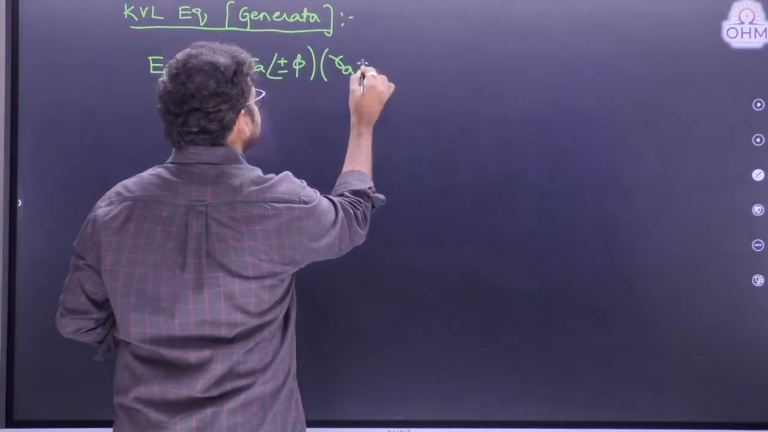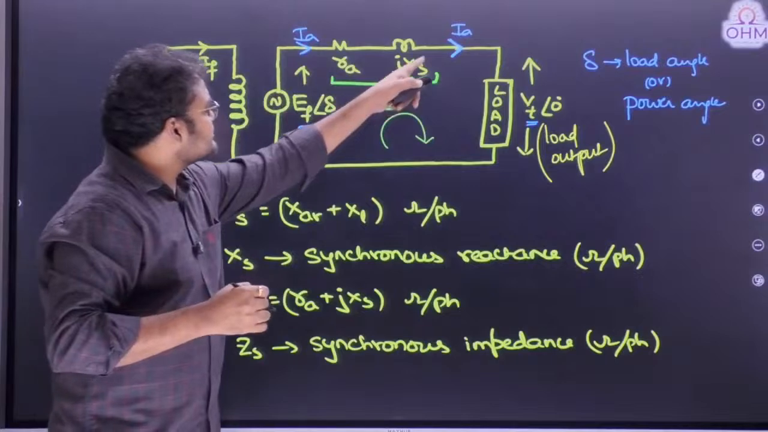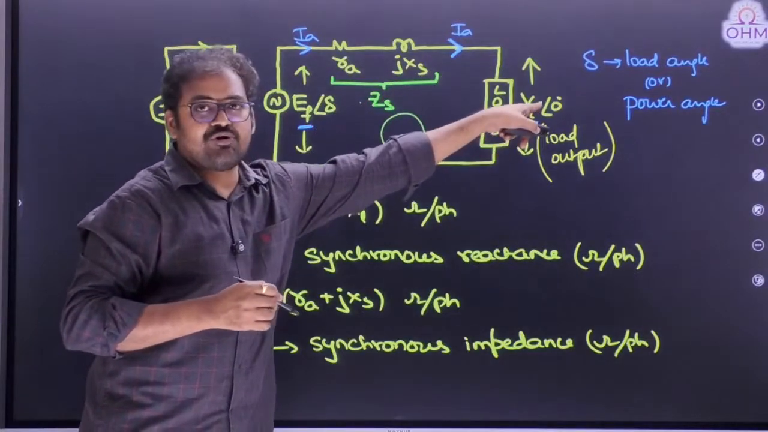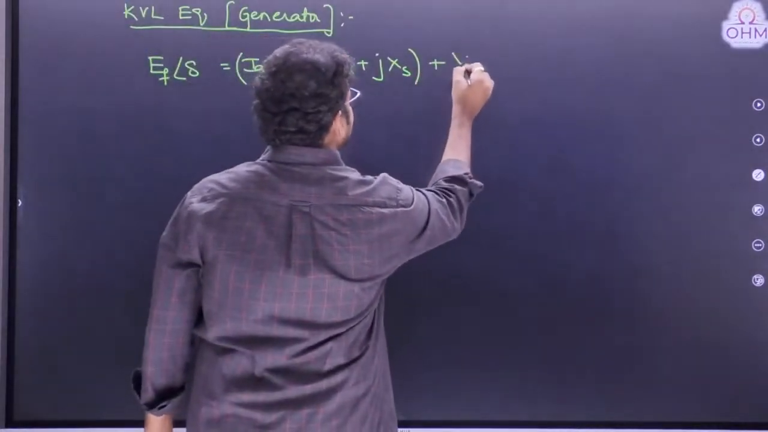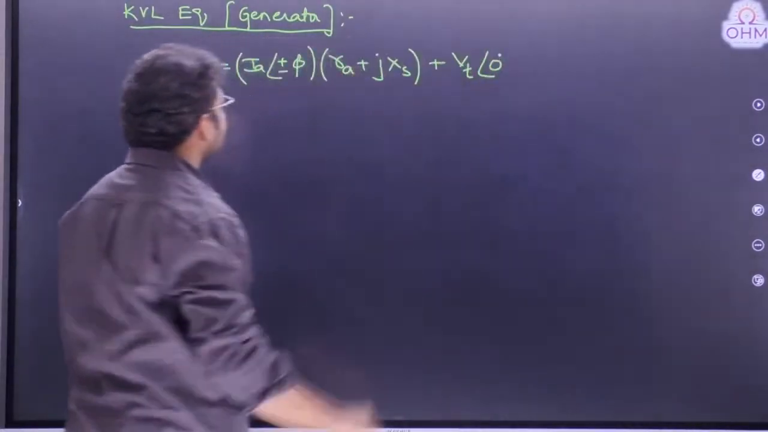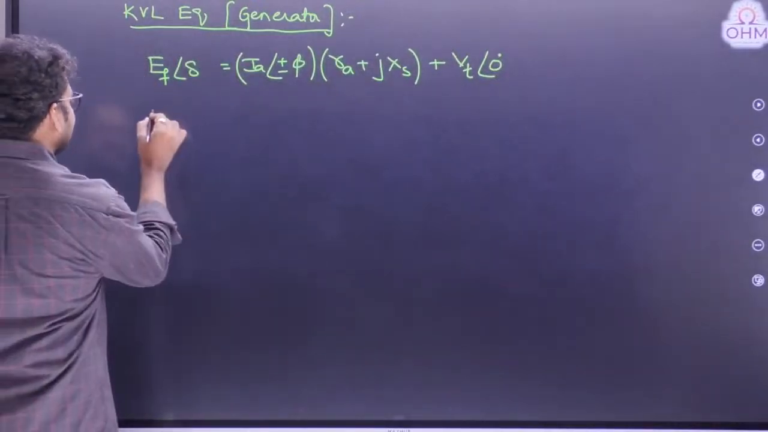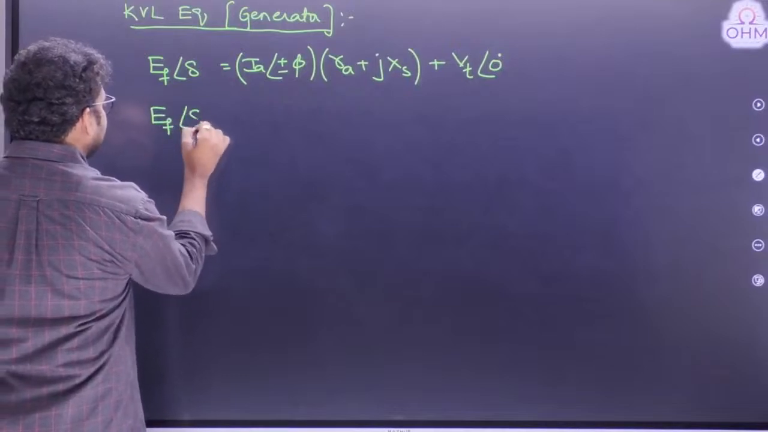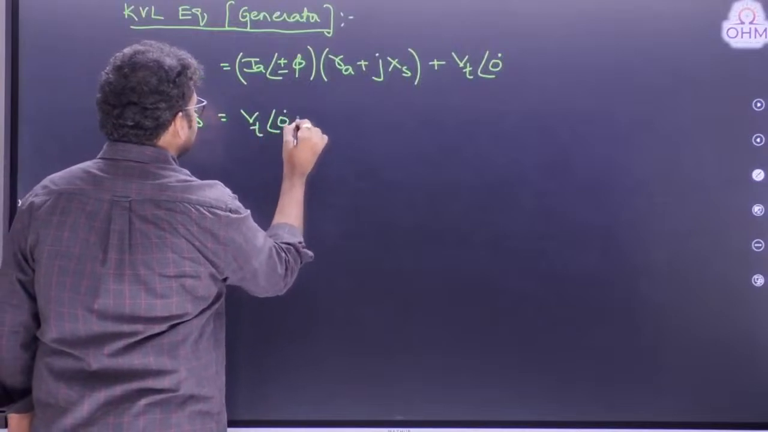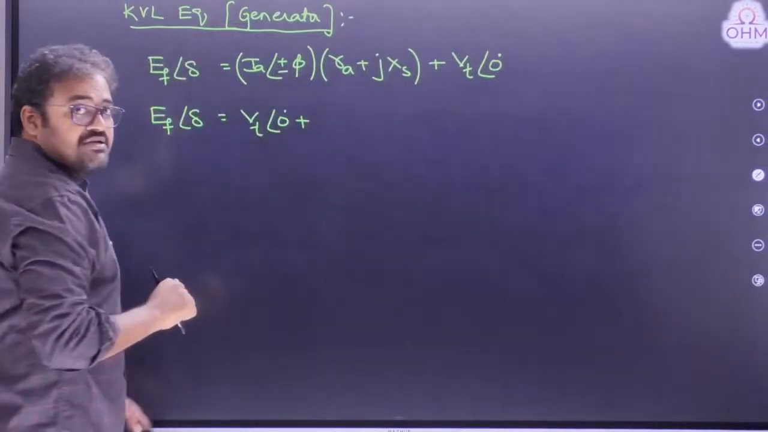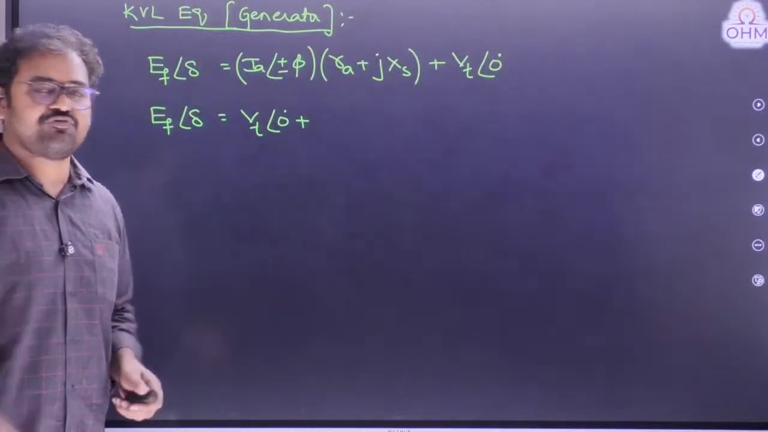RA plus JXS. After the drop across impedance, next drop is across load. What is the load voltage reference? VT at an angle 0 plus VT at an angle 0. This is the KVL equation for synchronous generator. If I write once again, EF at an angle delta is equal to, first let me write VT at an angle 0 plus current. I have to represent everything in polar form or rectangular form. Any one form you have to follow.